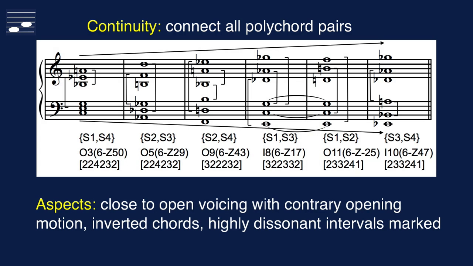This continuity is modified by using mixed close and open position voicing and inversion in such a way that we obtain open and contrary motion in the outer parts. I've marked the distribution of the highly dissonant minor second, major seventh, and minor ninth intervals in the structures.